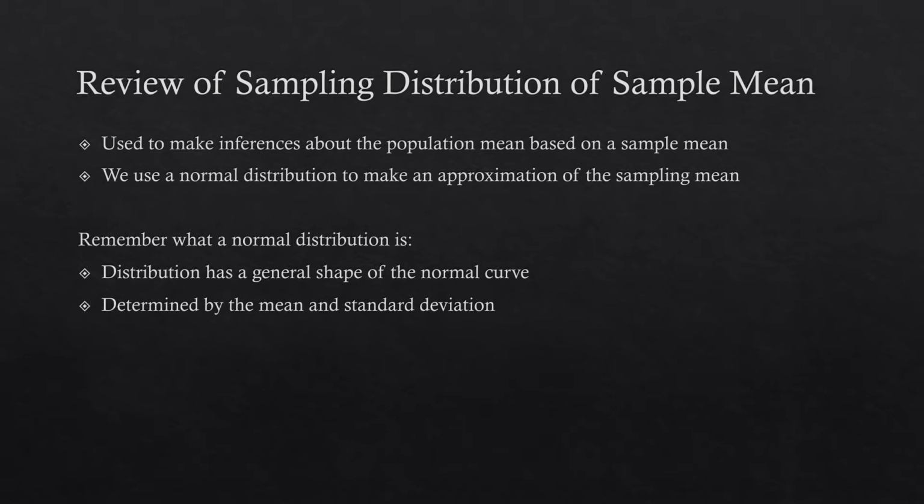So, remember what a normal distribution is. It has a general shape of a normal curve, and it's determined by the mean and standard deviation. Now, a lot of times we will label the population mean with a mu, and we will label the standard deviation like this.